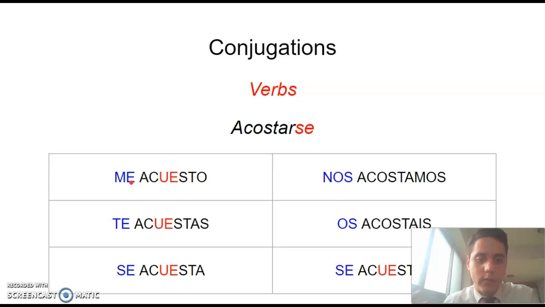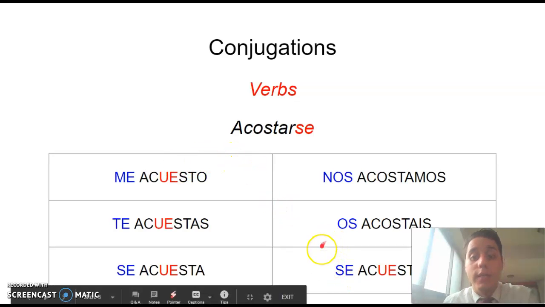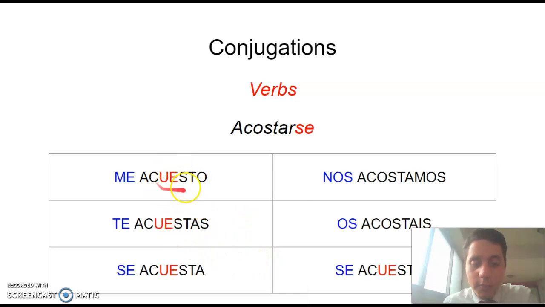Yo me acuesto. Tú te acuestas. Él or ella se acuesta. Nosotros nos acostamos. Vosotros os acostáis. Y ustedes se acuestan. Or ellos y ellas se acuestan. Now, also something important to notice here is that these verbs have a stem root change. That's something that we saw on a previous lesson.